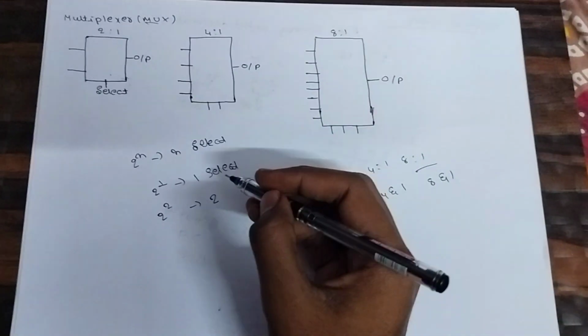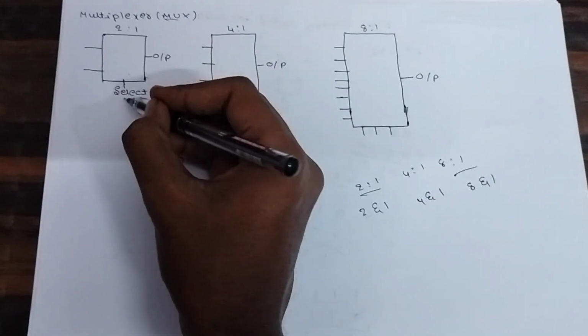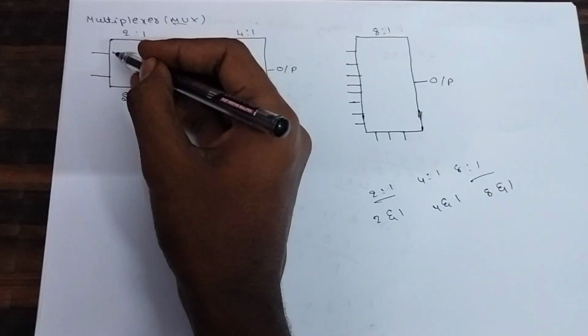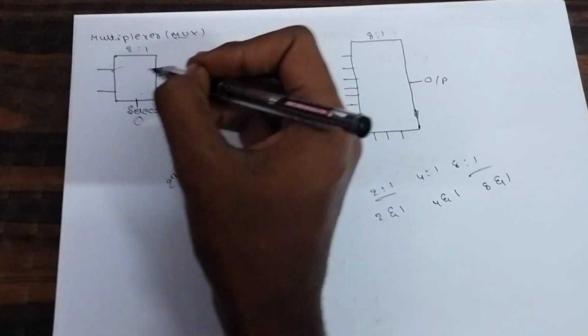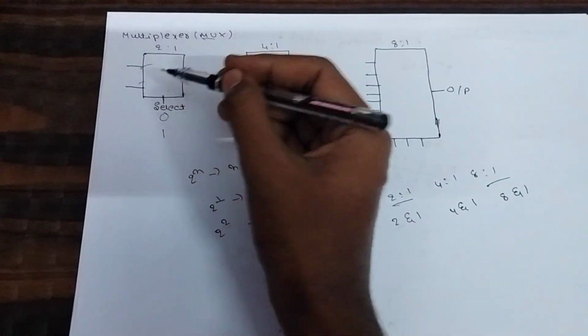So now let's understand the 2:1 multiplexer and how it works. If the select is 0, then directly it will take this input and give the output as this input. If the select is 1, then it takes this input and gives the output as this input.